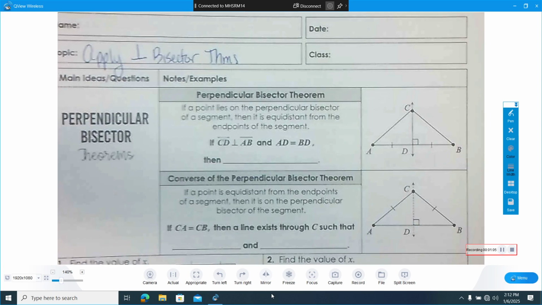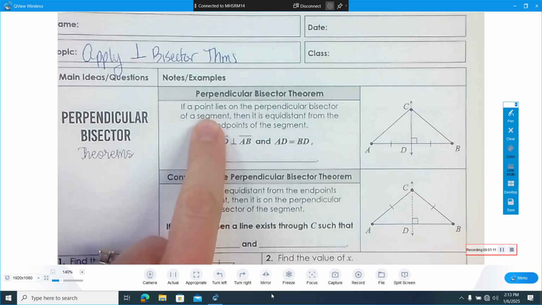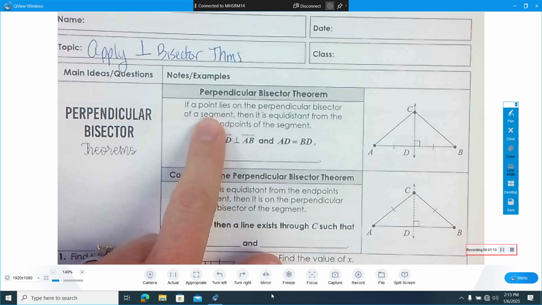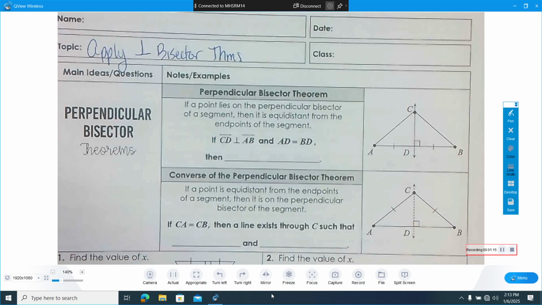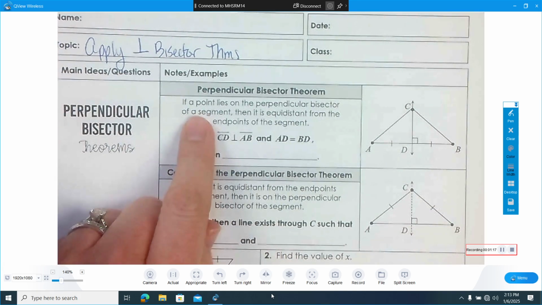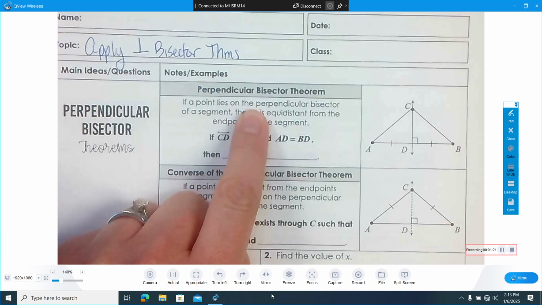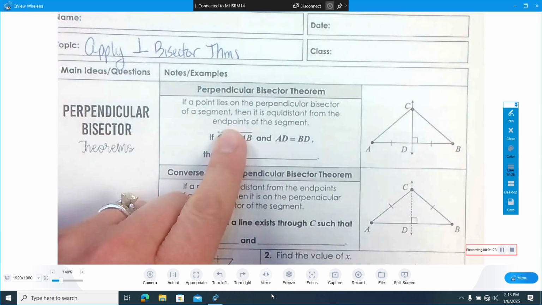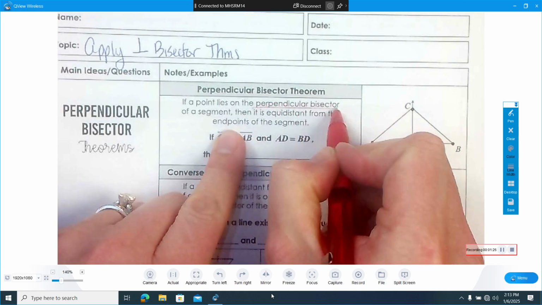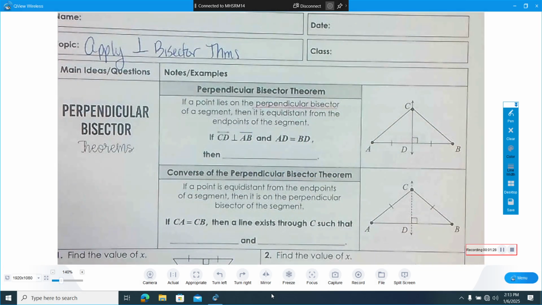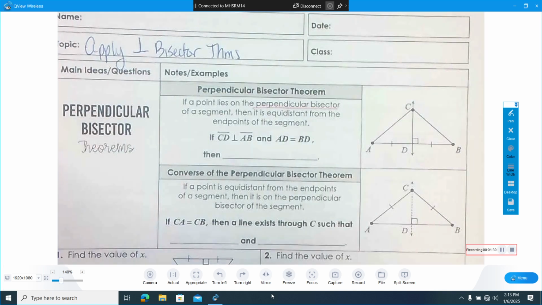All right. So, again, I'm going to be using some colors here. We're going to read very carefully. This turns out to be really quite easy, but I want you to really see the picture that's going on here. It says, if a point lies on the perpendicular bisector of a segment.